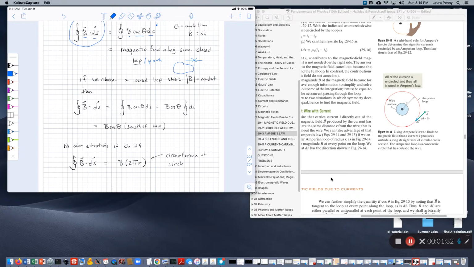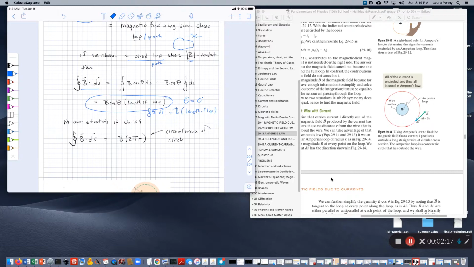So if we choose some closed loop, some closed path, where again the magnetic field is constant, and the angle between these things is constant, then our crazy looking integral just becomes this. And in fact, almost all the time for us, the angle between the length and the magnetic field is going to be 0. And so we just end up with B times the length of our loop. That's what our crazy looking integral B ds is always going to be equal to.